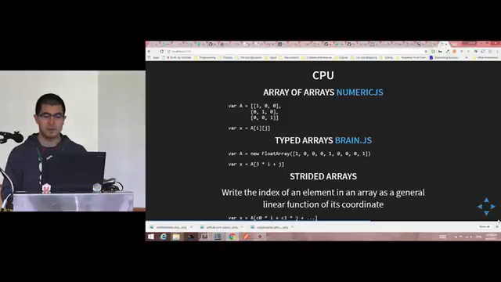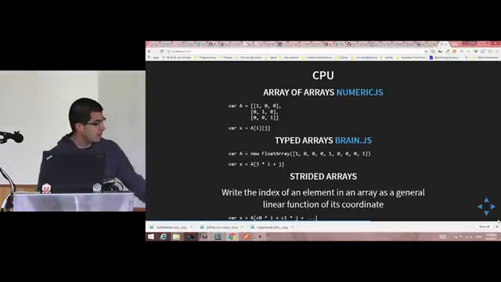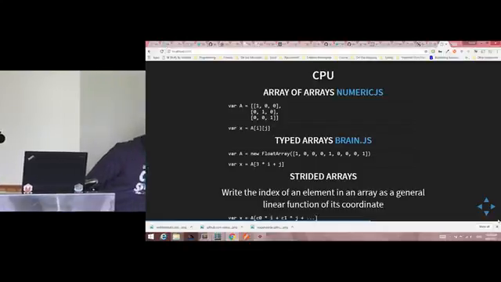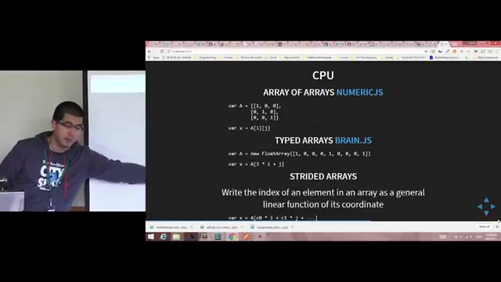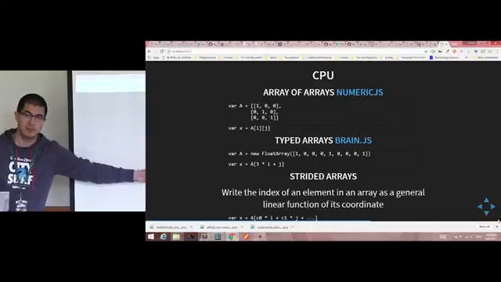It's faster, but the thing is, here you can see this is the same matrix as this one, but it's just flat. It has been flattened.